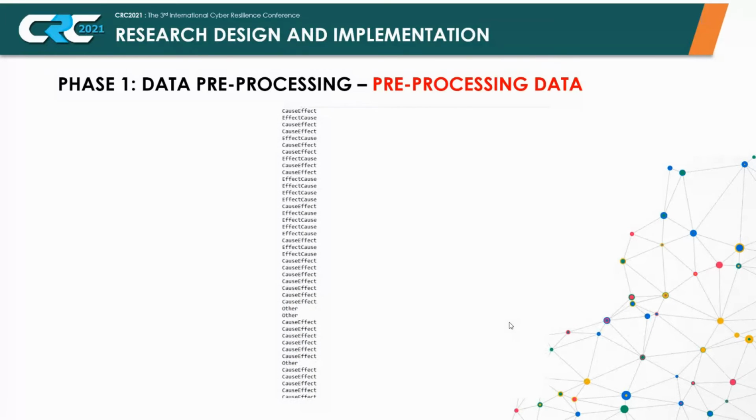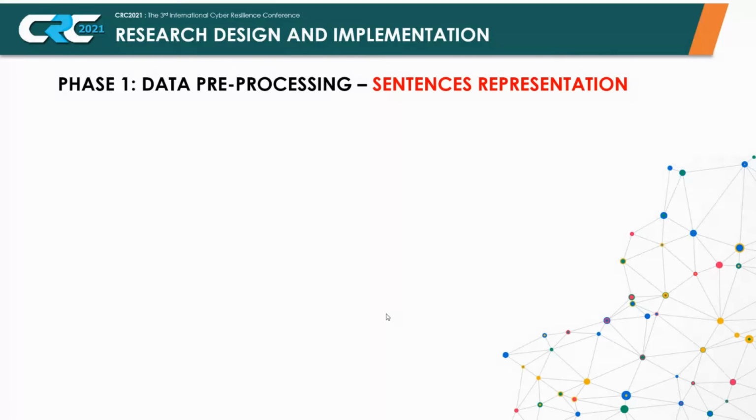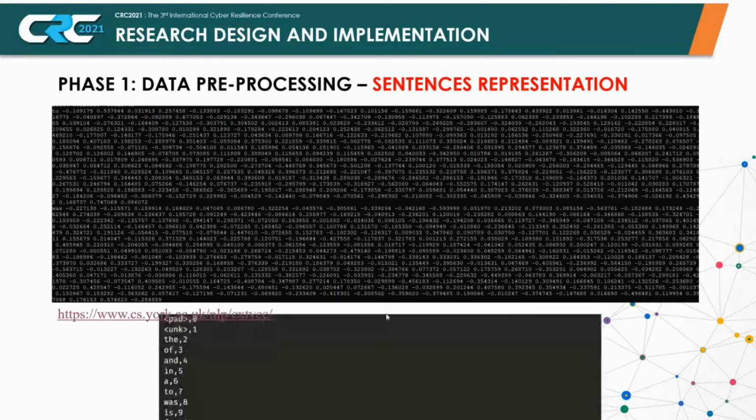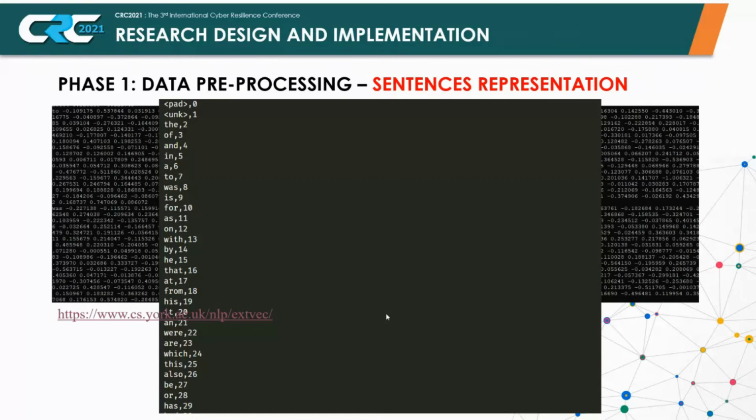And the relation will be extracted into another text. Next is the sentence representation, which converts the words to vectors. And here is an example of the word embedding table, which is downloaded from the cs.york.ac.uk link. Then we will look through this word embedding table to find the words that are in our data, and then we will extract them into a new table. Then we will store the words in the data into a table with an index, where this index represents the vector that we found in the word embedding table.